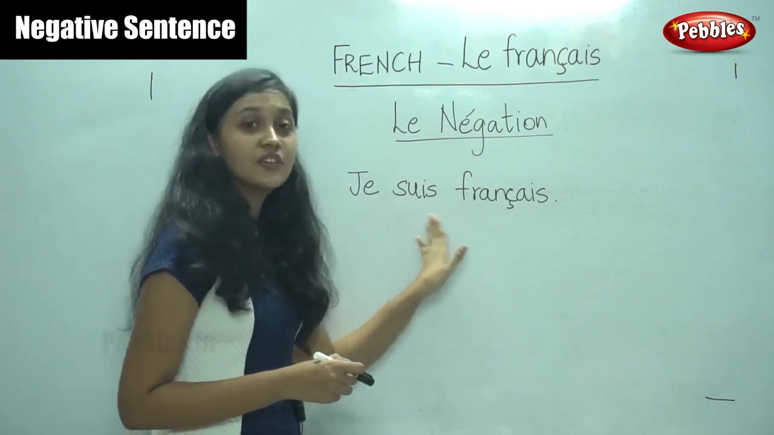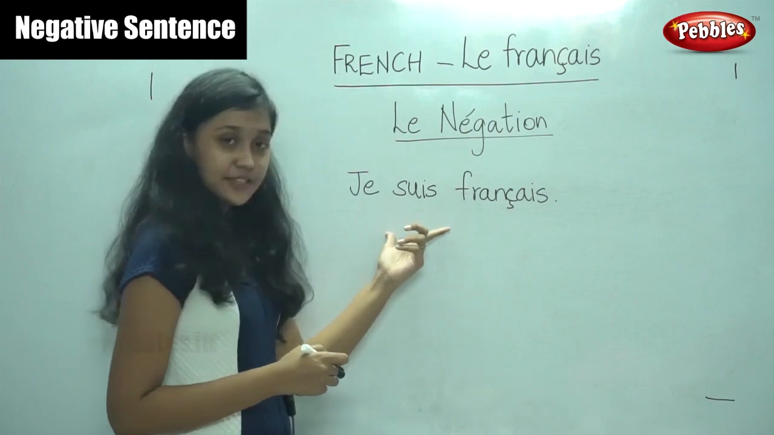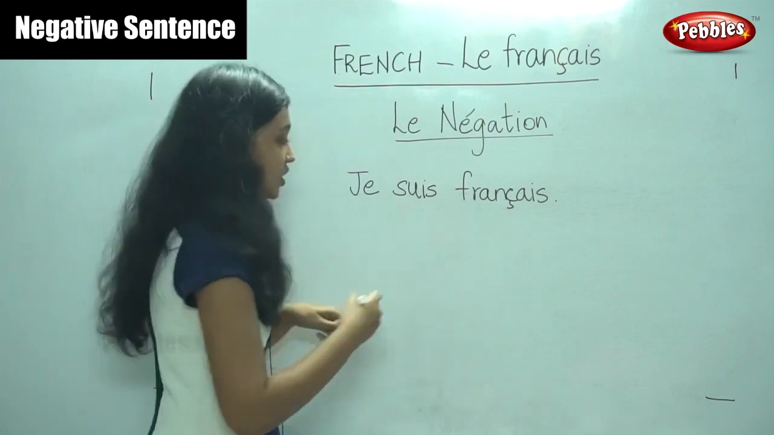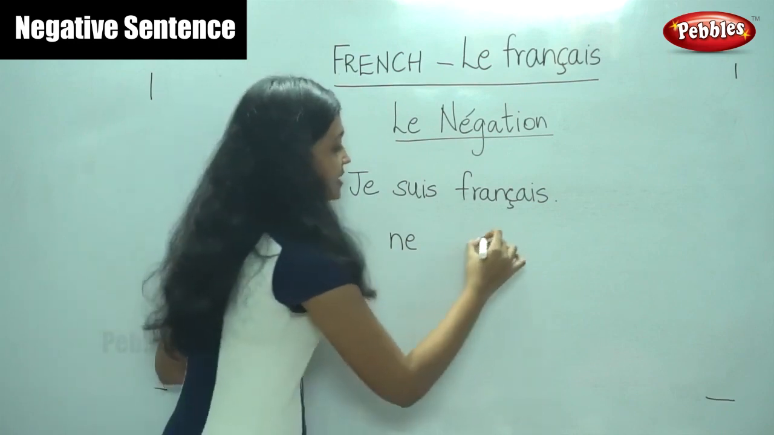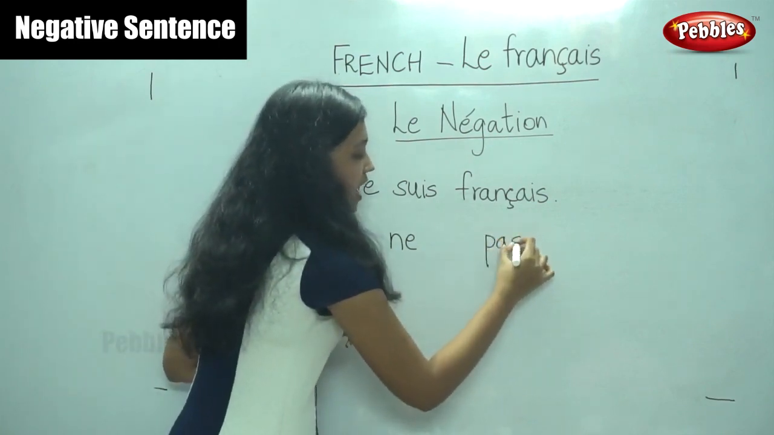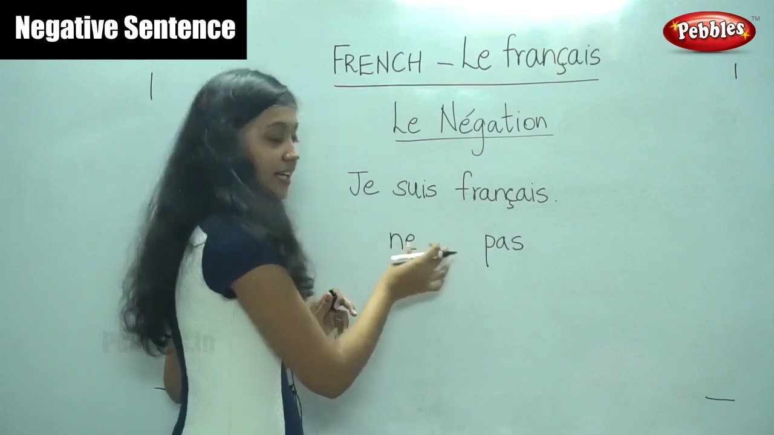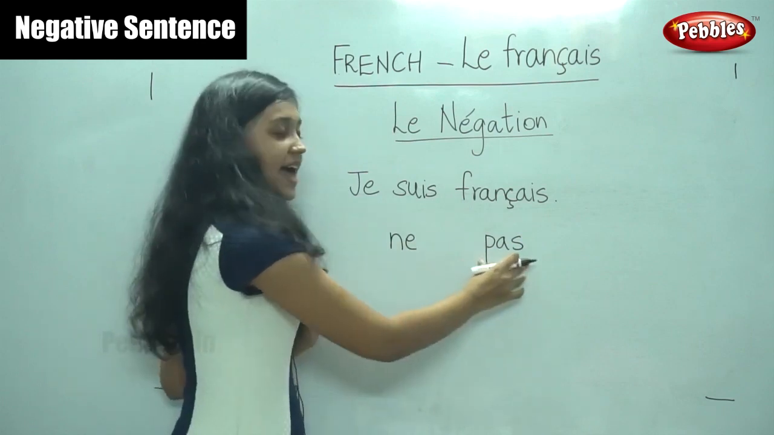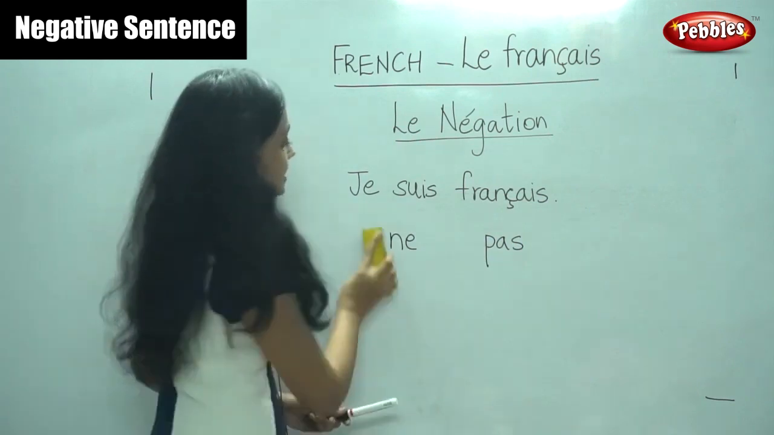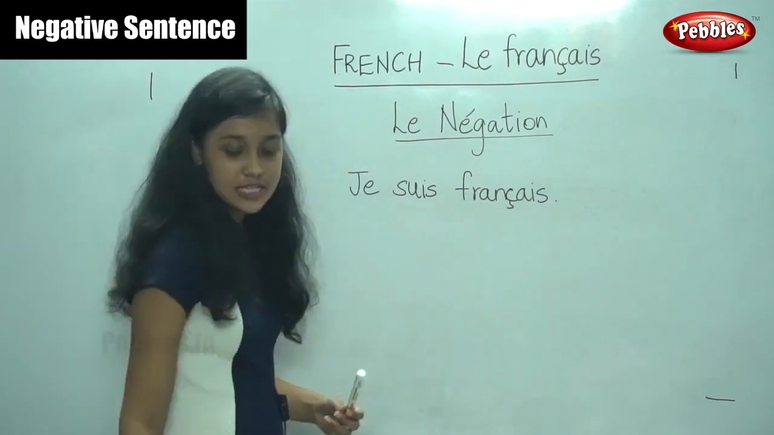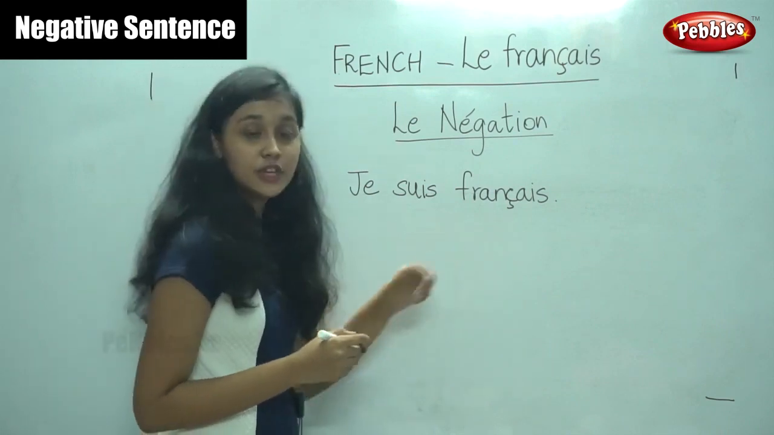You have to first read the sentence, identify the verb, and you have to add ne before the verb and pas after the verb. So you have to add ne before the verb and pas after the verb. For example, see this sentence. Je suis français. I am French.